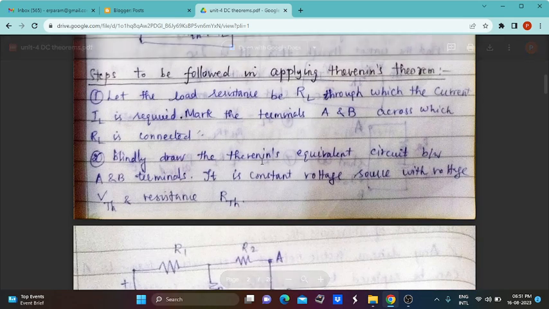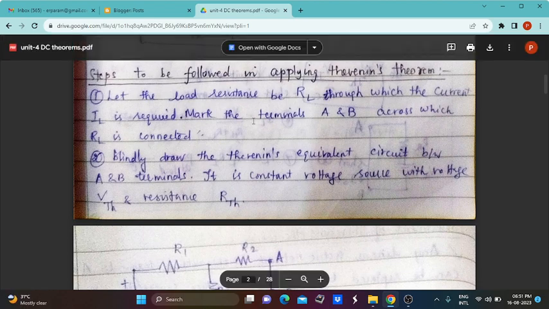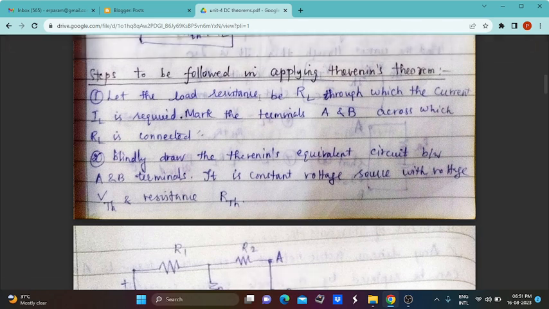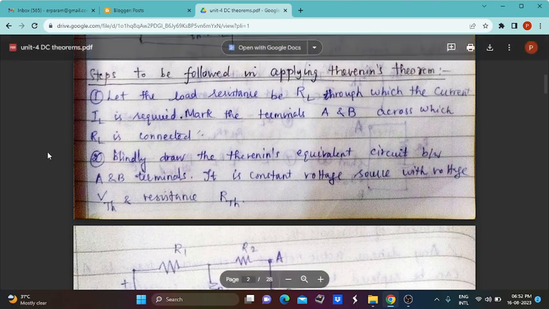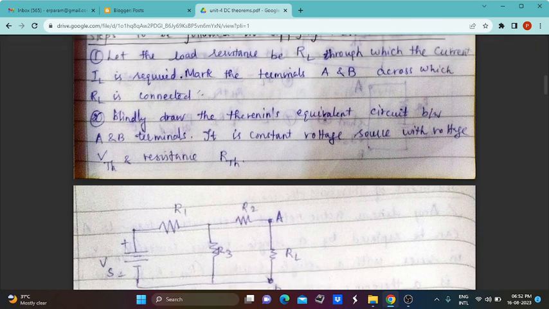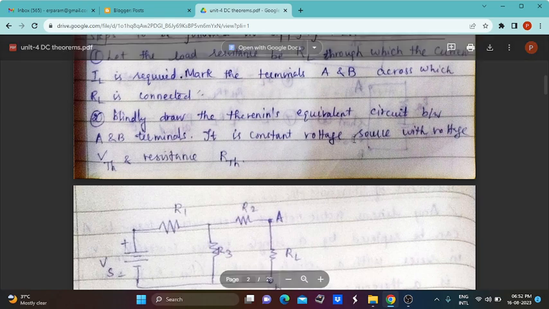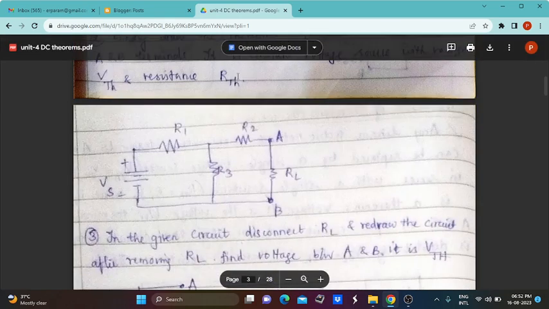So what are the steps to be followed for finding this IL, or the load power for a particular load? Everything can be determined with the help of some steps. First, you have to consider the load resistance. In the given circuit in your example, you should identify which is the load resistance. The load resistance is denoted as RL, and the current flowing through this RL resistor is denoted as IL. Mark the terminals A and B across this load resistor RL. Then we can draw the Thevenin's equivalent circuit between terminals A and B, which is a constant voltage source with voltage VTH and resistance RTH.